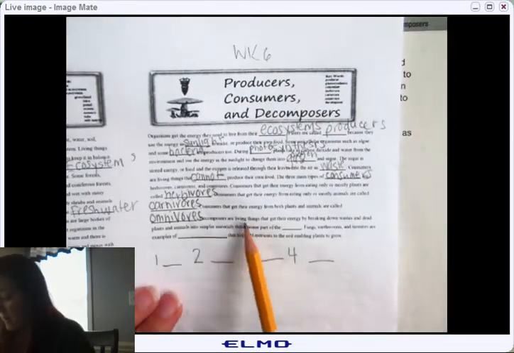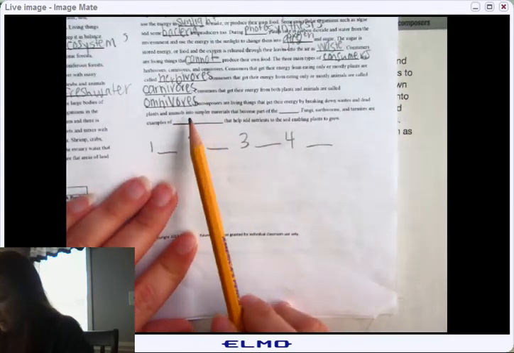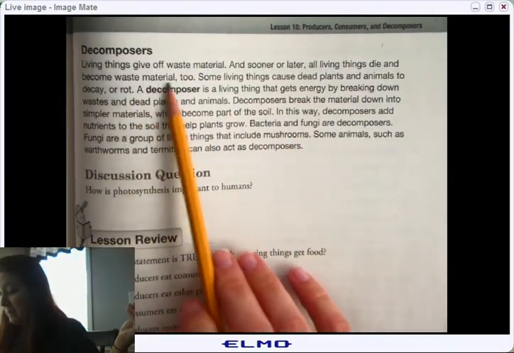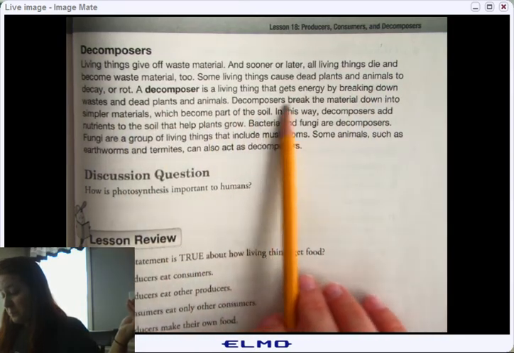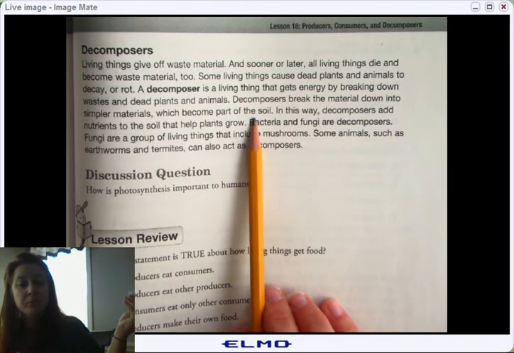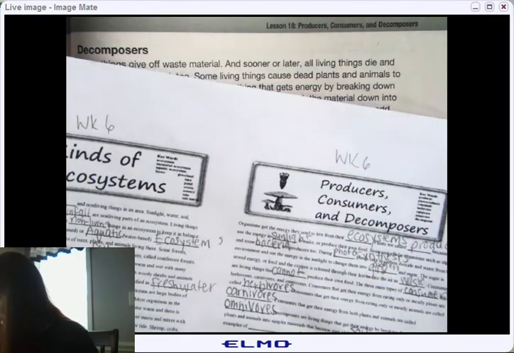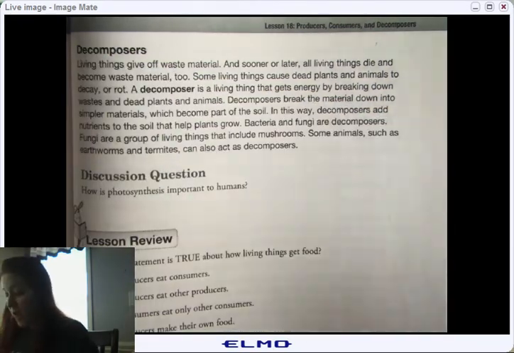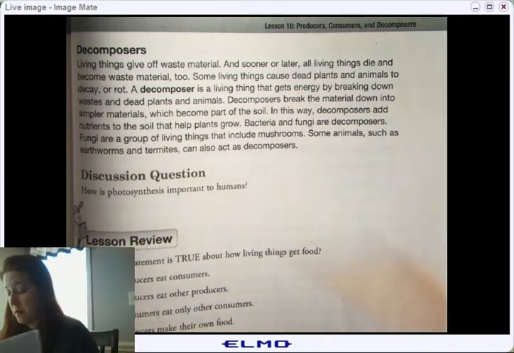So, decomposers are living things that get their energy by breaking down waste materials and dead plants and animals into simple material that becomes part of the soil. Fungi, earthworms, and termites are examples of decomposers that add nutrients to the soil, enabling plants to grow.